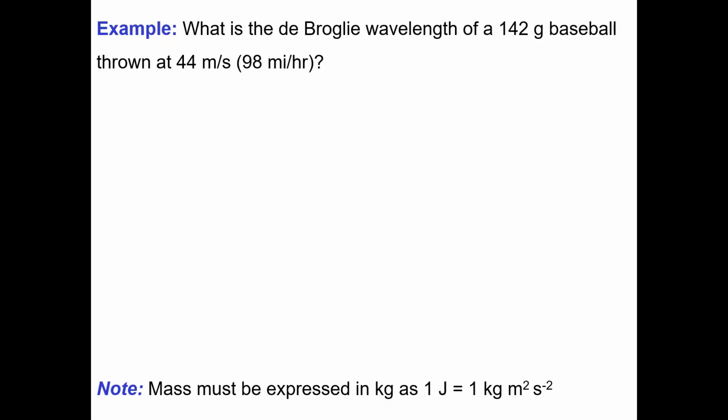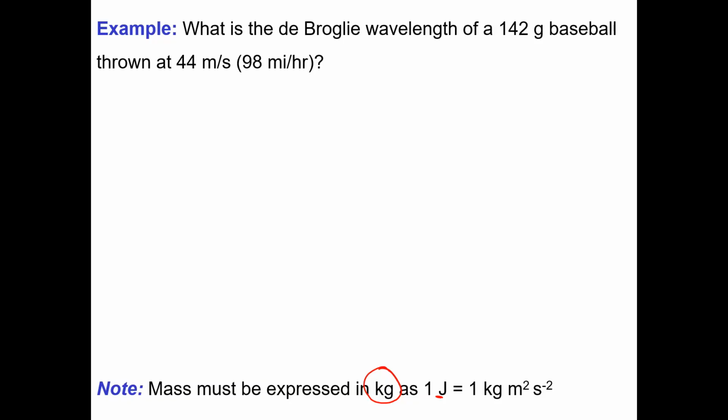So let's do an example. What is the de Broglie wavelength of a 142 gram baseball thrown at 44 meters per second? Now, it's important to realize when you're solving for the de Broglie wavelength that you must express the mass in kilograms. This is a result of the way that the joule is defined, and the joule is defined as 1 kilogram meter squared per second squared.